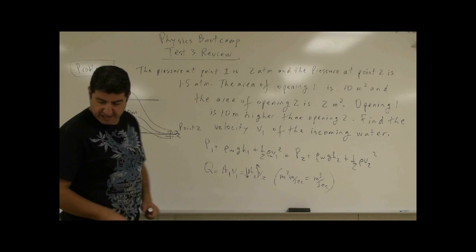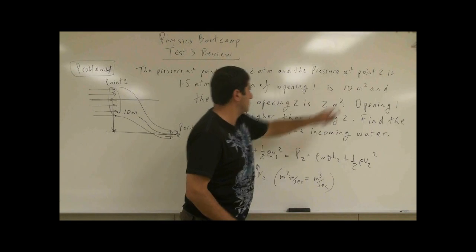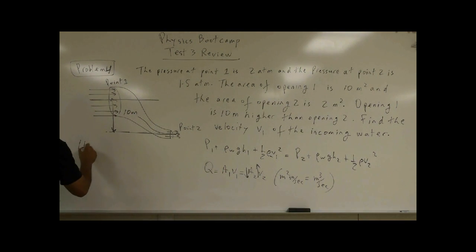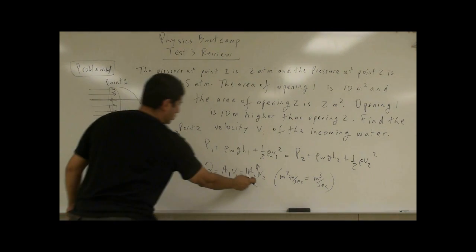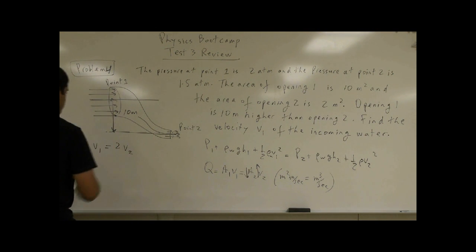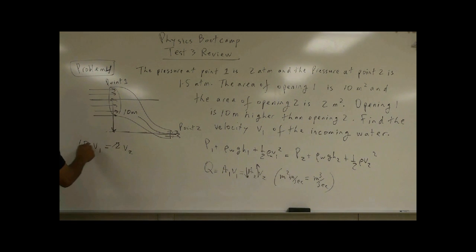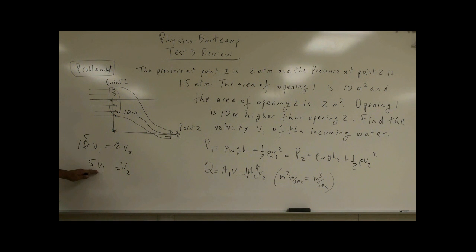Okay, so in this case, what's going to happen? We have A1 equal to 10, right? V1 we don't know. A2 we know is 2. V2 we don't know. So we divide this and we get 5. So V2 is equal to 5V1. So the only thing we know now is that this velocity must be 5 times this velocity, right? In order for it to be an incompressible fluid.